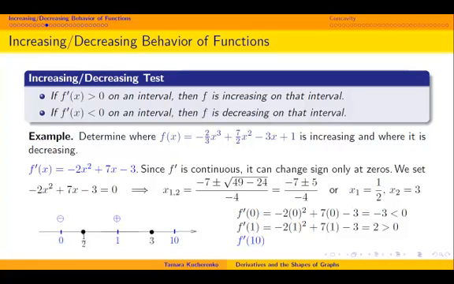F prime of 10 equals negative 2 times 10 squared plus 7 times 10 minus 3, which is negative 200 plus 70 minus 3 equals negative 133. Since f prime is negative at the test point, f prime is negative on the entire interval from 3 to infinity. We draw a minus above the interval.